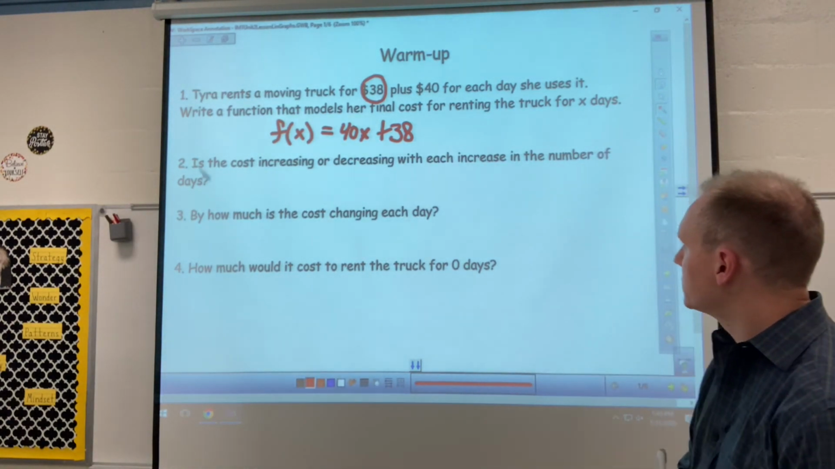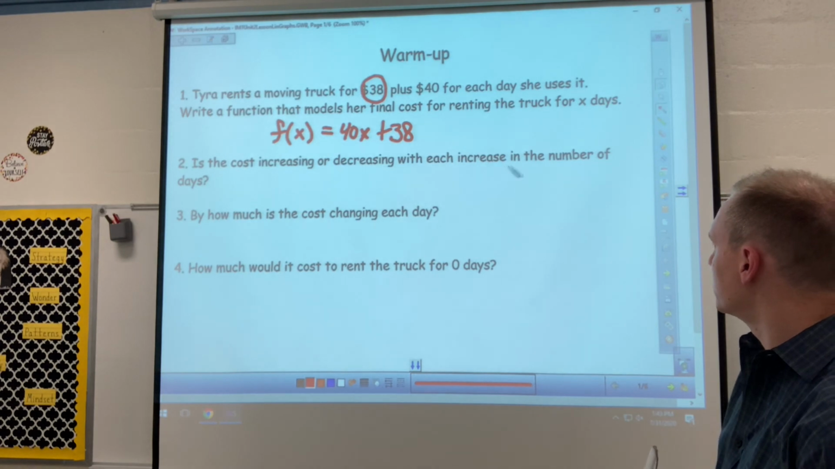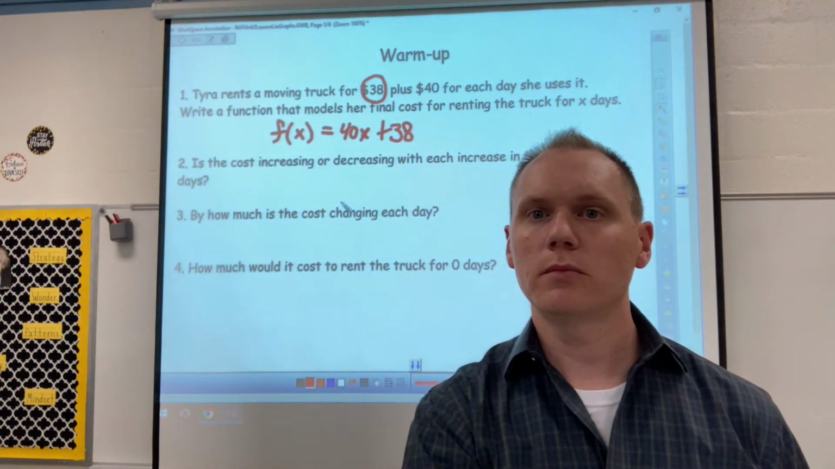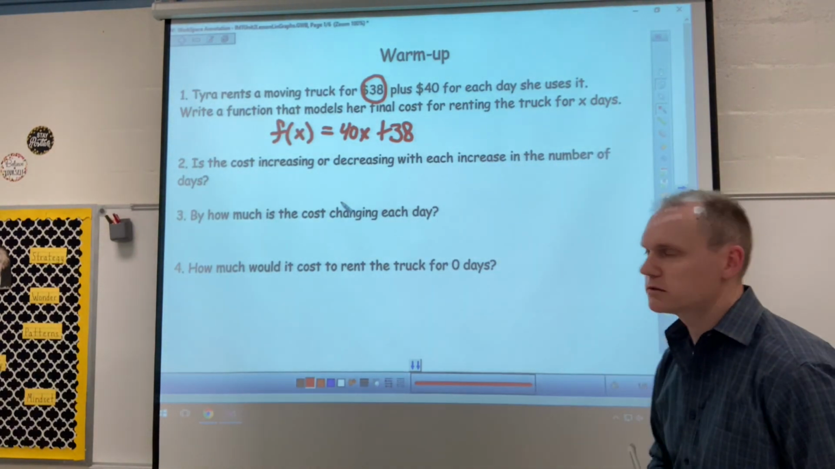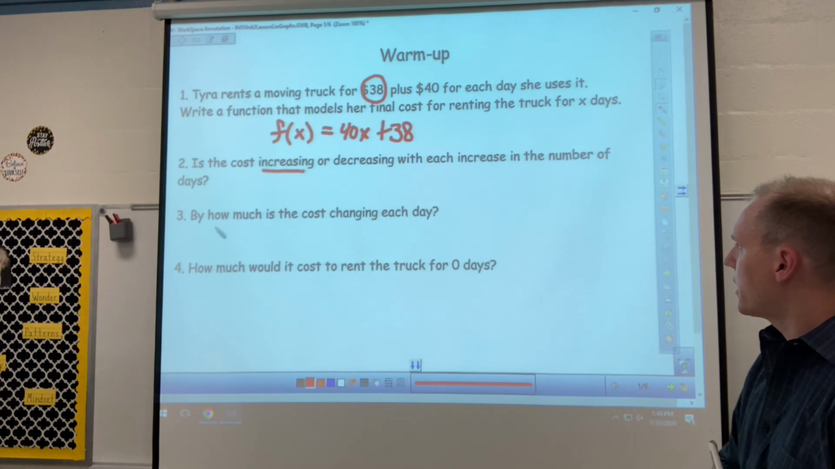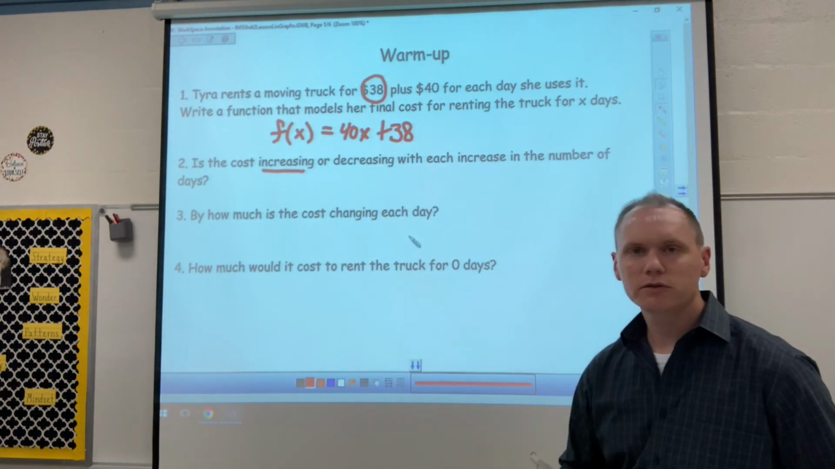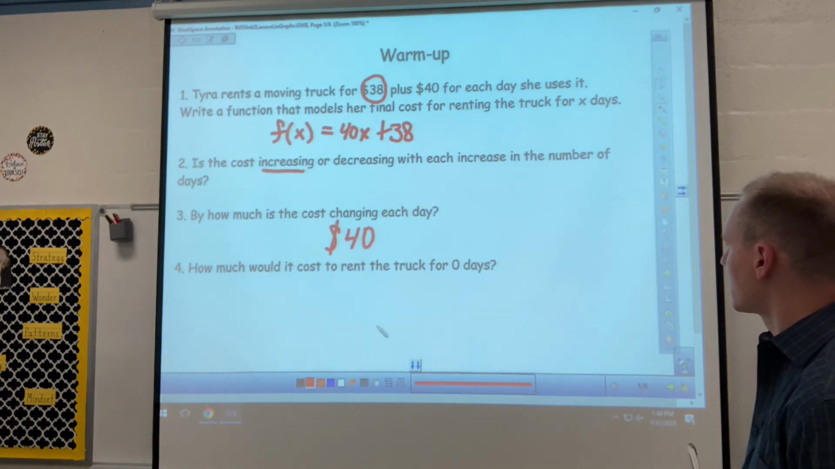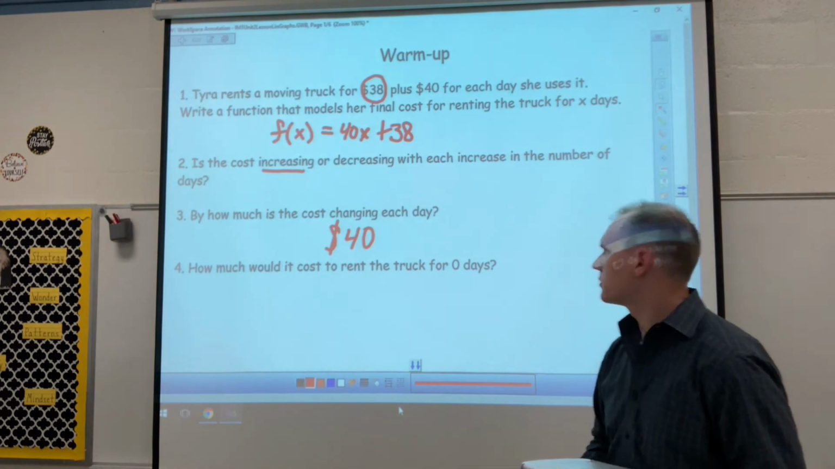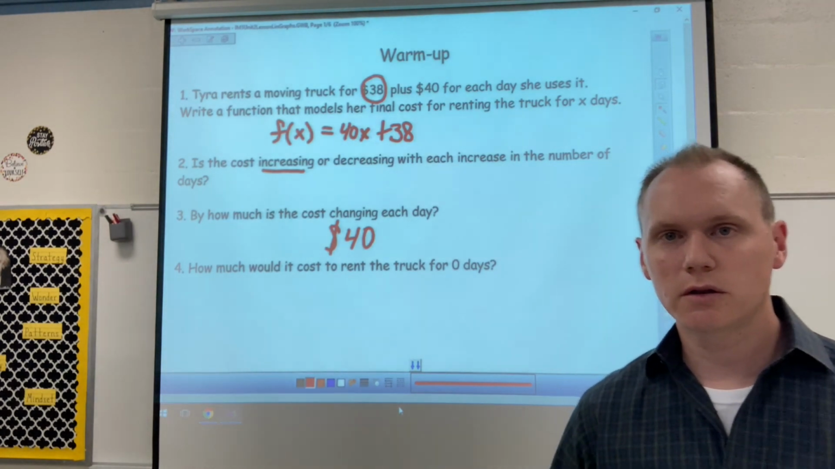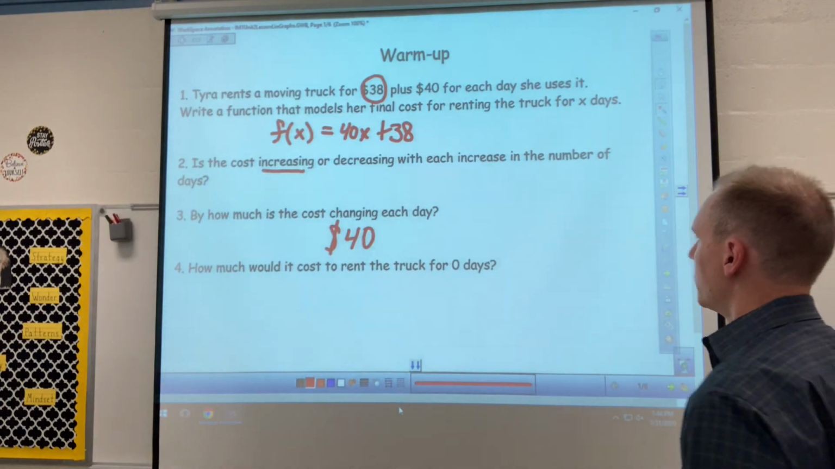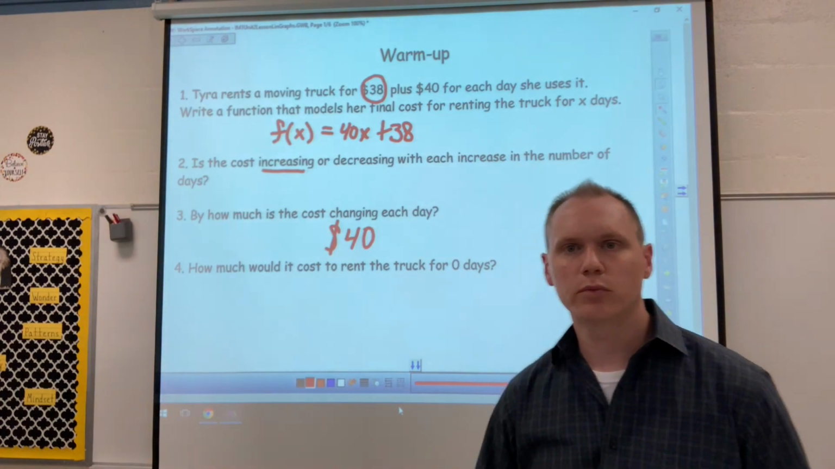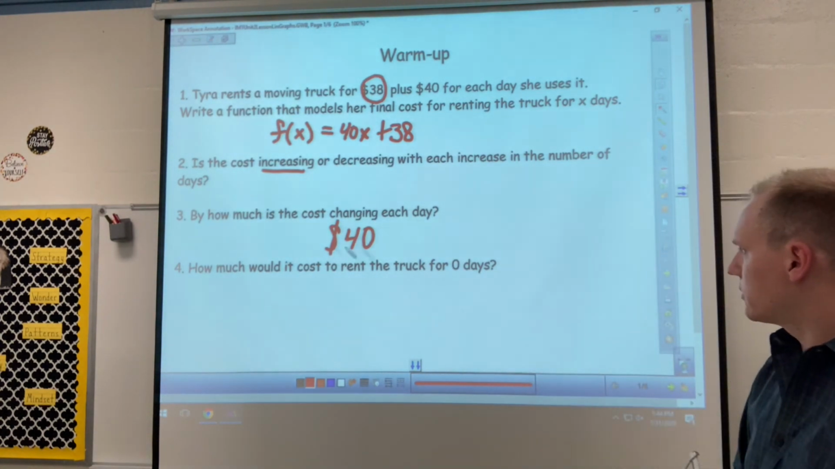All right, is the cost increasing or decreasing with each increase in the number of days? So as the days increase, is my cost going up or is it going down? And of course, yes, it is going up. It is increasing. By how much is the cost changing each day? Well, it's increasing by $40 each day. Notice it's a positive 40 because we're increasing. And if it was decreasing by 40, we'd most likely put a negative 40 there because we're going down 40 each day.